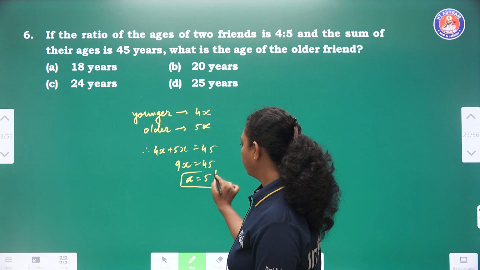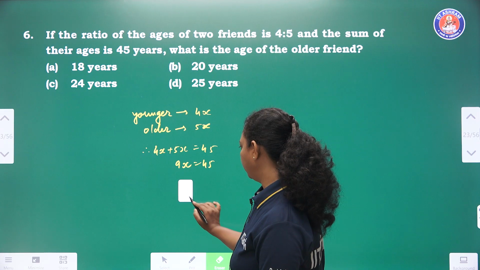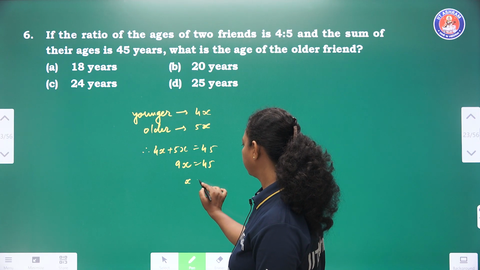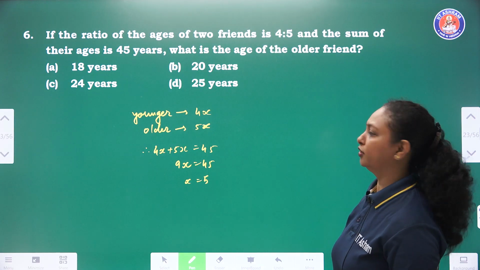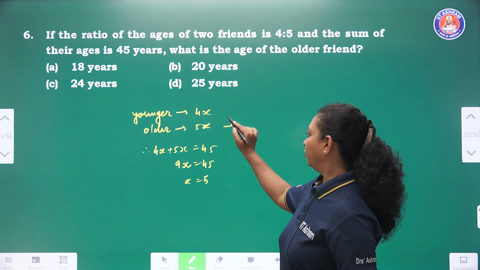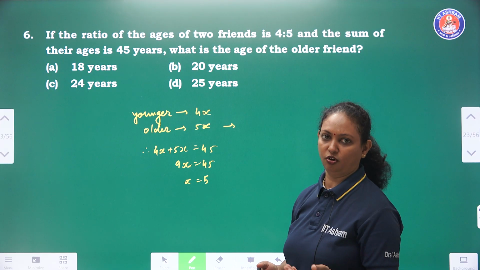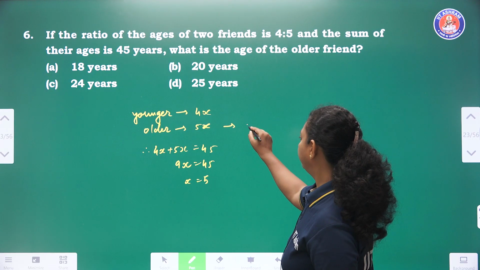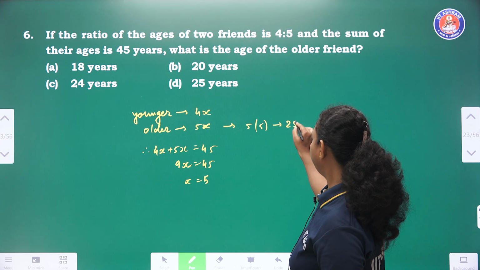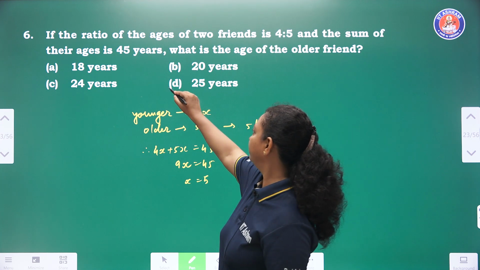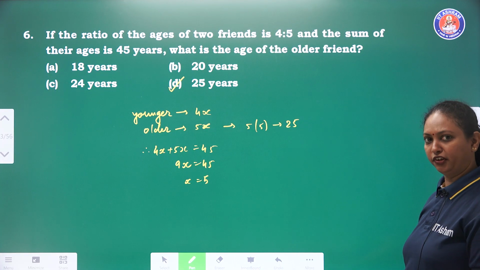5. What value of x did we get? x is equal to 5. So now what is asked? What is the age of the older friend? Obviously, a multiple of 4 and a multiple of 5. Which one is greater? Obviously the multiple of 5. So 5 times the value of x, which is 5. So 5 times 5 is 25 years. So the age of the older friend is 25 years. Clear? Can we move on to the next?